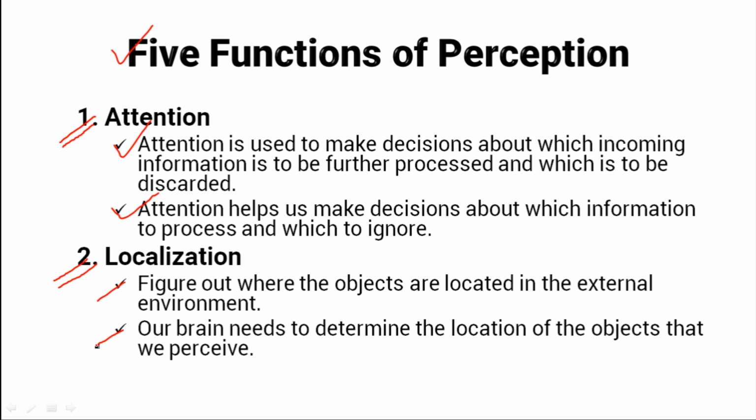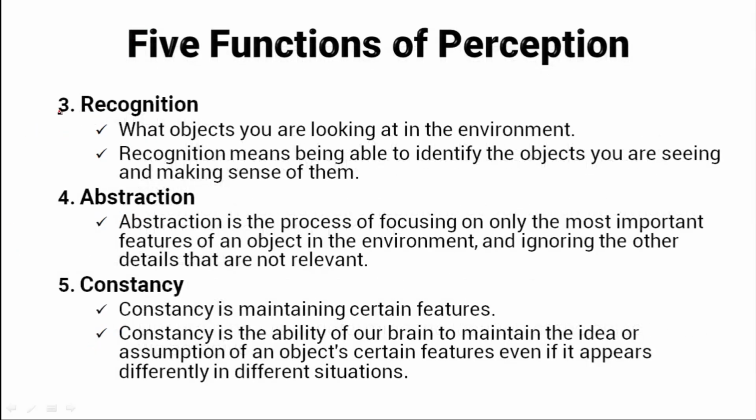If you cannot separate the dog from the background, you might not be able to make sense of the picture. Now the third step in perception is recognizing what objects you are looking at in the environment. This is called recognition, and recognition means being able to identify the objects you are seeing and making sense of them. For example, if you see an animal, you should be able to recognize whether it's a dog, a cat, or a horse. The perception process starts with attention, then localizing the objects, and then recognizing them.